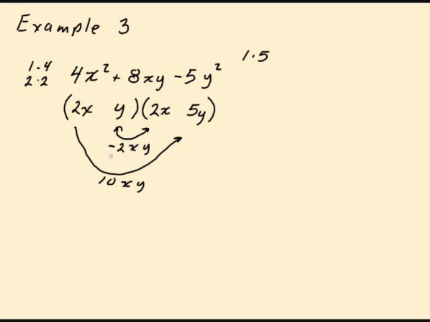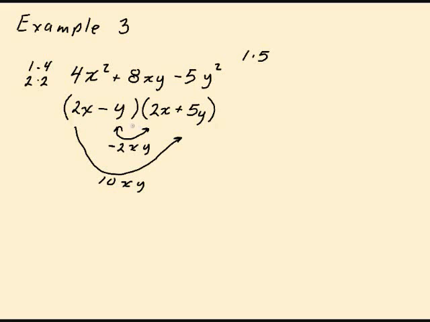So if this is a negative 2xy, the only way I can get that is if this y were negative. A negative times a positive is a negative, and that means that the 5 would have to be positive, which works great because this y times a positive 5y is going to give me 5y squared. So that's going to work for the last term. Looks like the middle term is going to work out. So we guessed at it, we tried it.